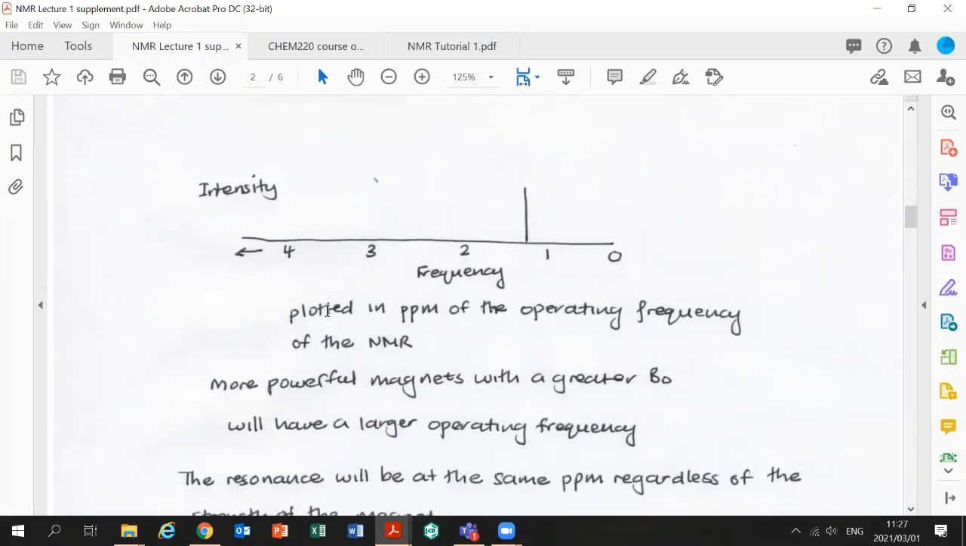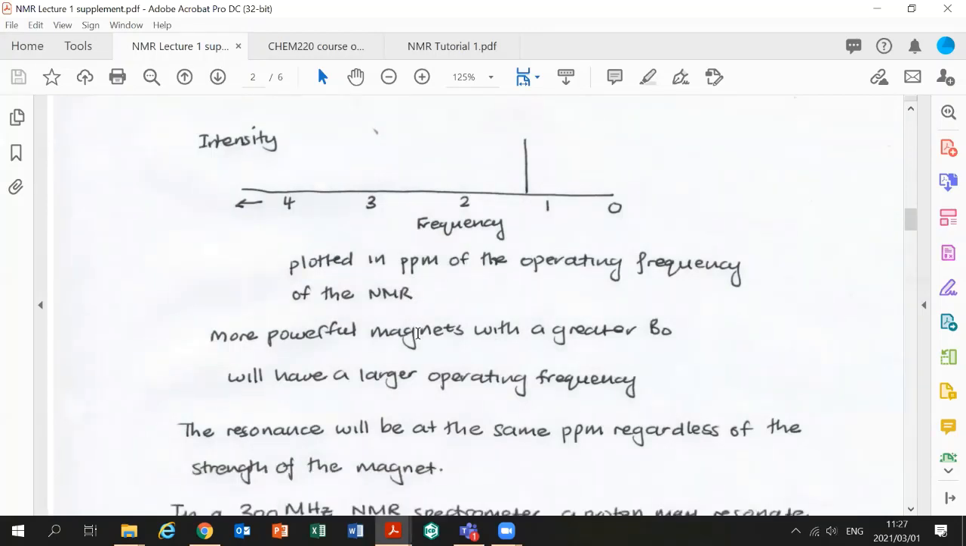So we plot in ppm, right? And I'll tell you why ppm just now. So in ppm of the operating frequency of the NMR. The operating frequency of the NMR might be maybe 500 megahertz, right? But we don't need so much energy to convert it from the alpha state to the beta state, and you know the energy won't decay. So relative to the strength of the magnet, we need a small amount of energy. And generally we need parts per million of that operating frequency.